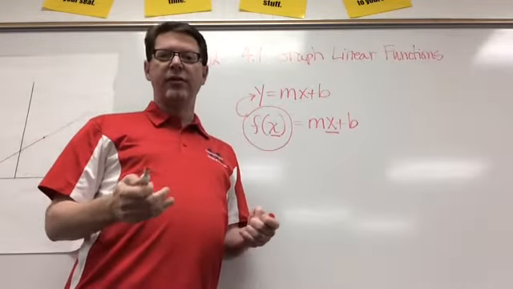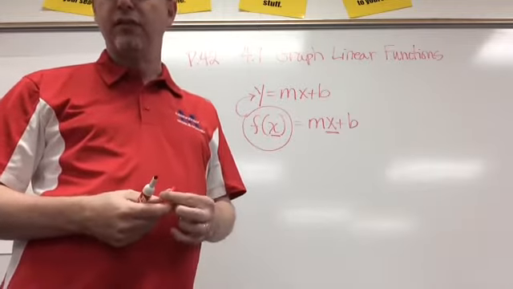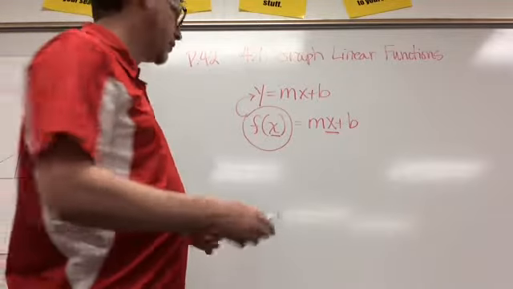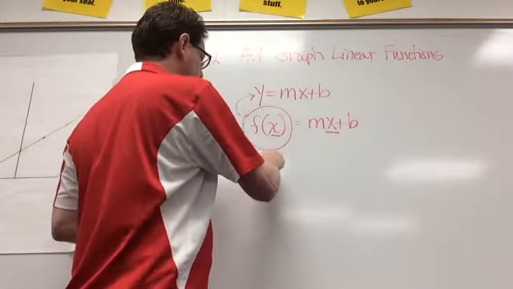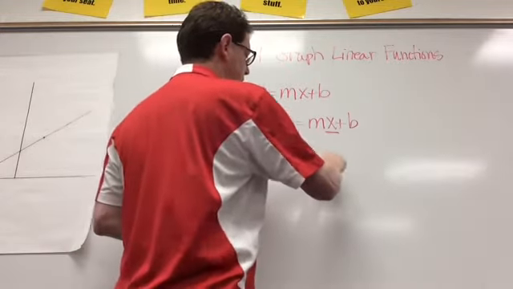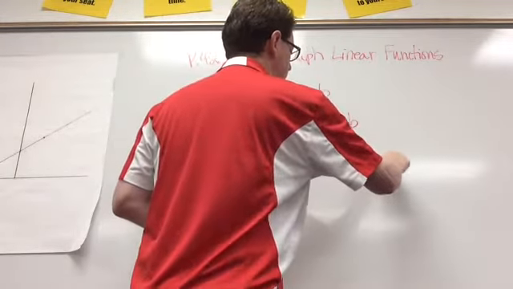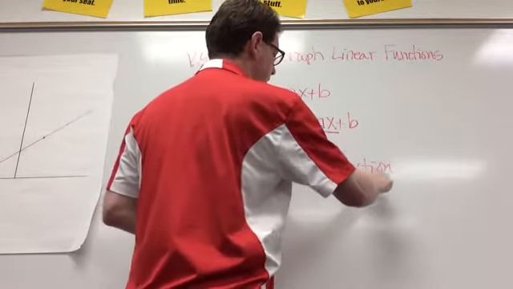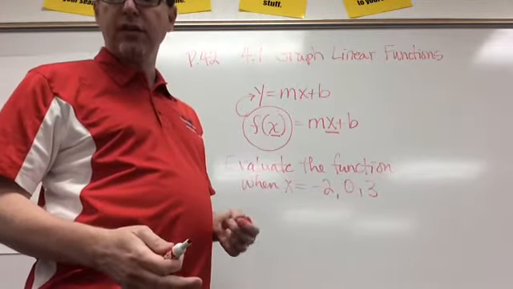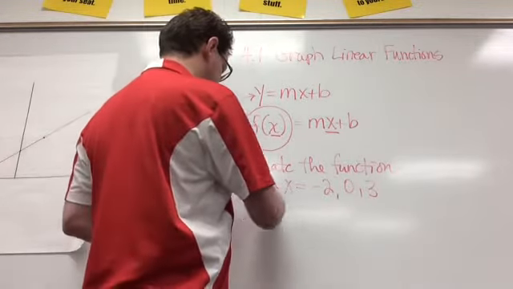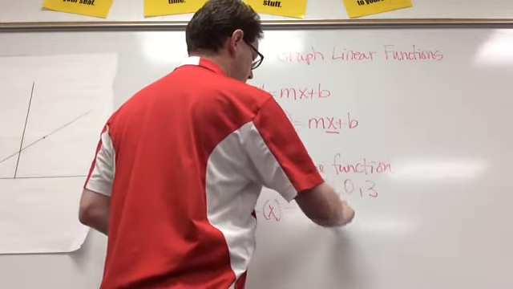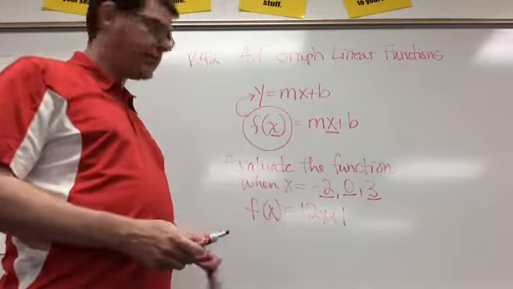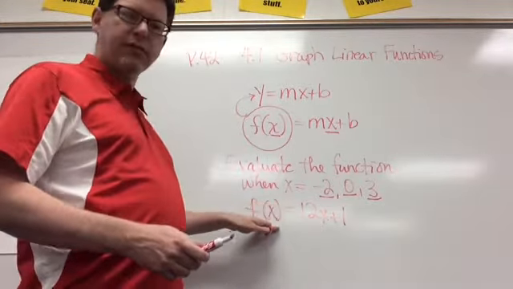So if we're given some instructions that say something to the effect of evaluate this function when x equals -2, 0, or 3, I'll write that. Evaluate the function when x equals -2, 0, and 3. And they give me a function, f of x equals 12x plus 1. I just substitute each one of these values for my x and figure out what the function is.